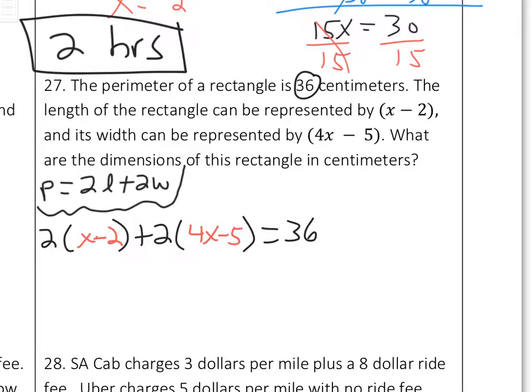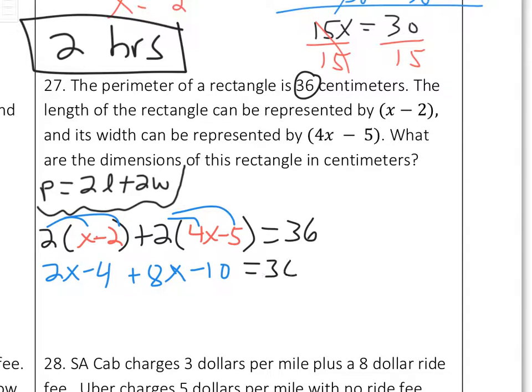Okay, now just distribute, get the x's together, get the numbers on the other side, and figure out what x is equal to. If we distribute the 2 to the x minus 2, you get 2x minus 4. Then the positive 2 to the other parentheses gives a plus 8x, and then a minus 10. And that is equal to 36.